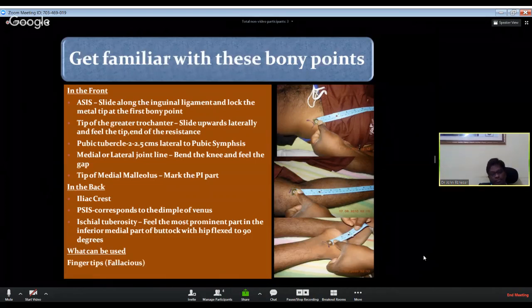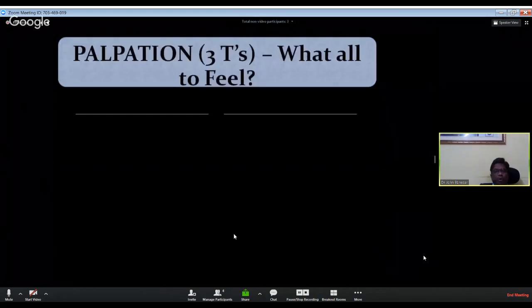What can be used? Your fingertips, which you are going to use to detect and mark the bony landmarks, and it would be fallacious if you don't use them properly. So knowledge is power. If you know how to do this, there is less chance of making any mistake. The metal tips of the measuring tape are more accurate, eliminating human error, and that is better than using just your fingertips. So this is what we should do to become familiar with the body parts.